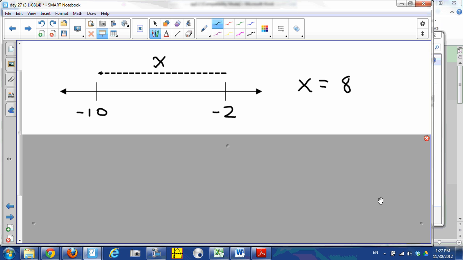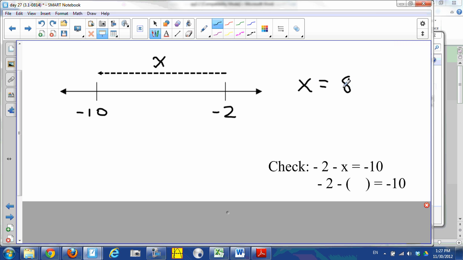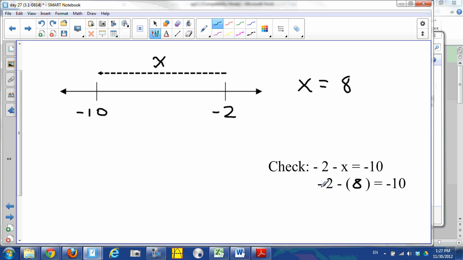So where x equals 8, 8 is actually what you're subtracting from the -2 there. So now let's try that in here. And -2 minus 8, that indeed is -10. And so we have found the solution. X equals 8. And there you have it. It's pretty simple.